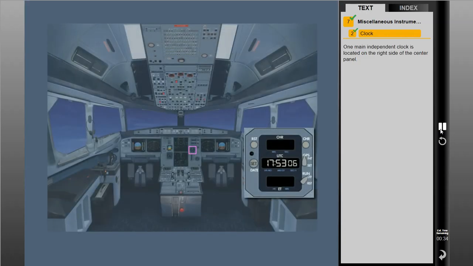One main independent clock is located on the right side of the center panel. It's normally powered by the aircraft batteries. However, an internal battery can power the clock for up to 50 hours. The clock provides a time reference to the FMGCs and other systems.